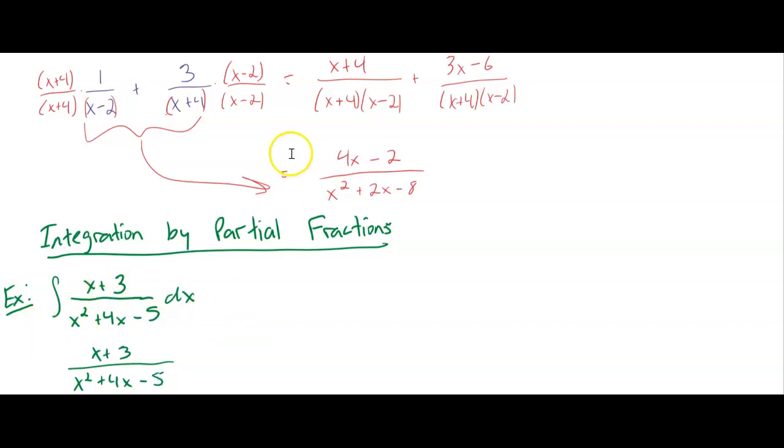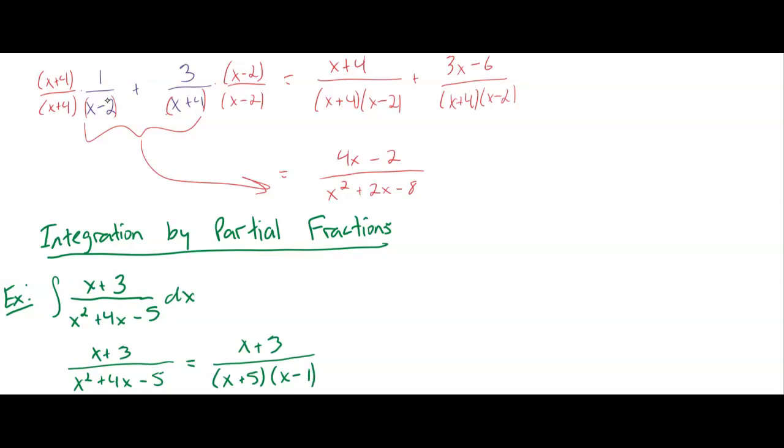If we look at this right here, and I start to walk backwards, the first thing I want you to see is that the bottoms of these are factored. I had an x plus 4 and an x minus 2, and that's going to get me this x plus 4 and this x plus 2. So the first thing I'm going to do is factor the bottom. I still have my x plus 3 in the top. In the bottom, that factors to x plus 5 and x minus 1.